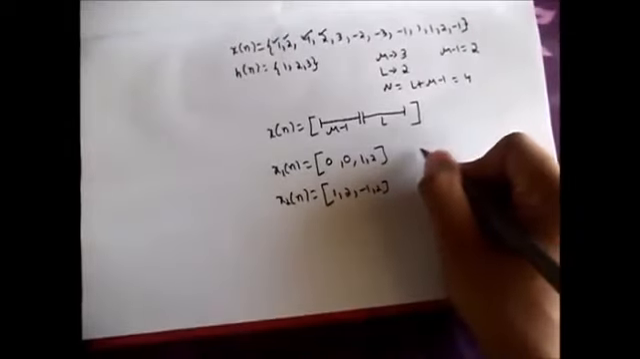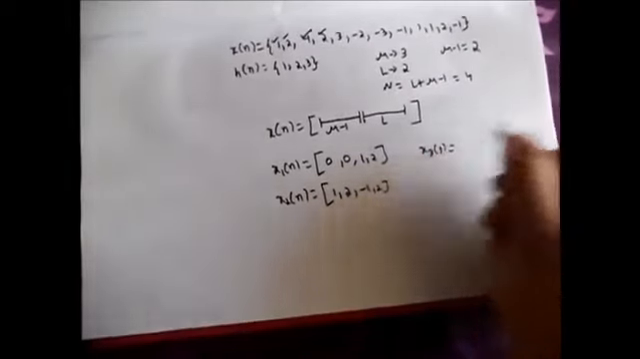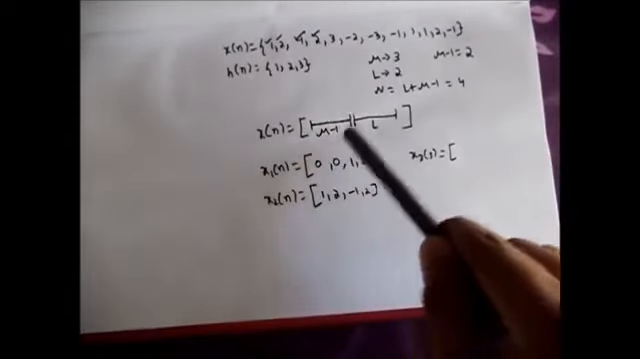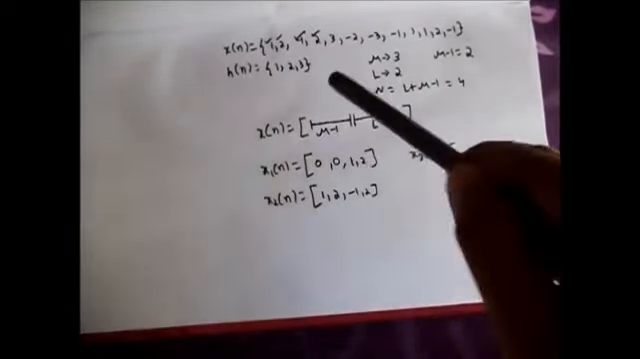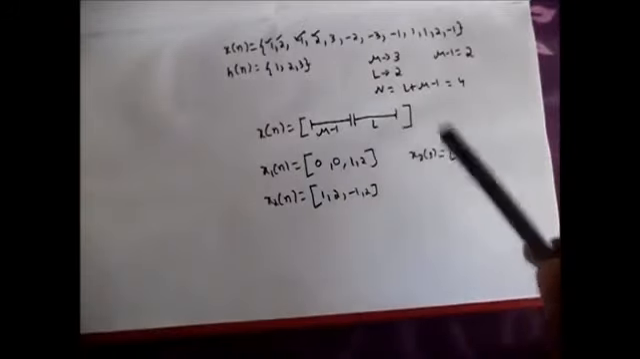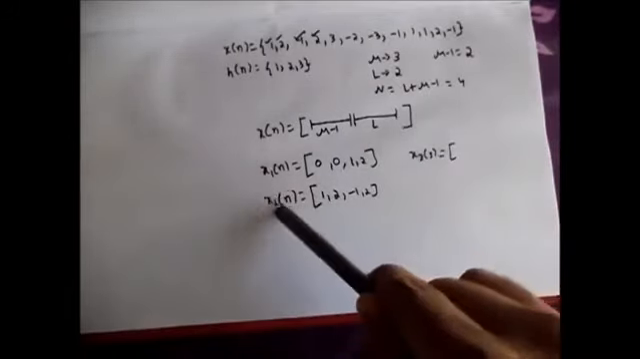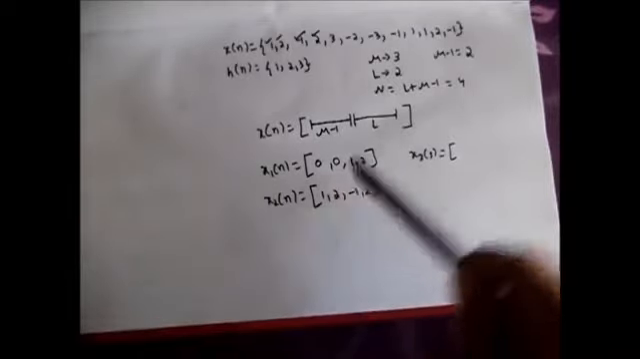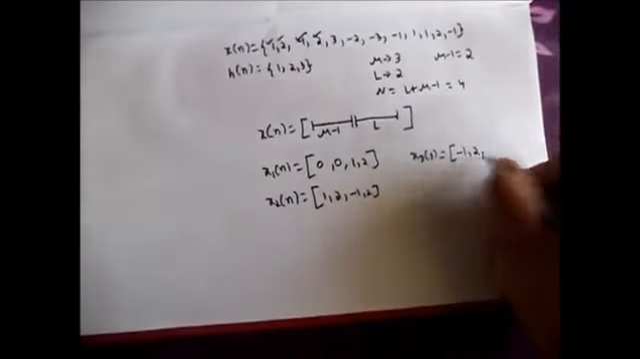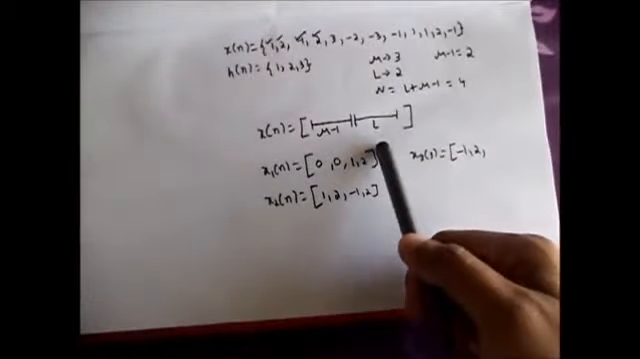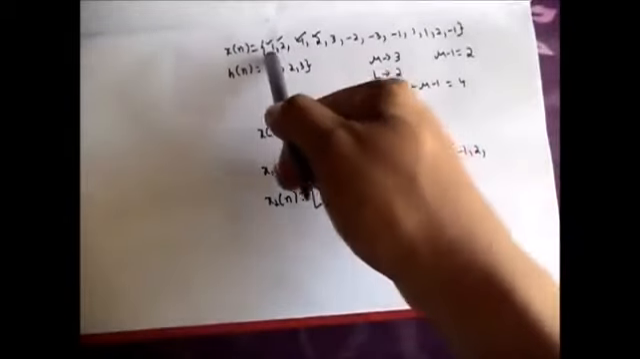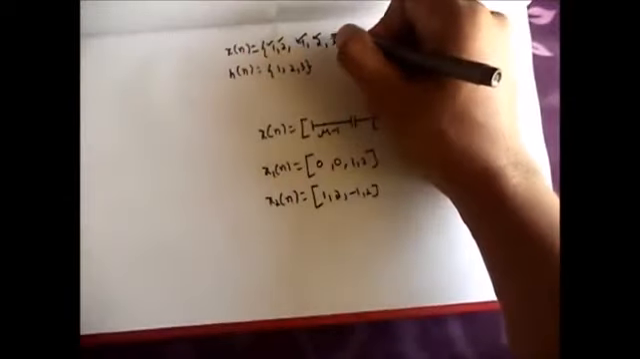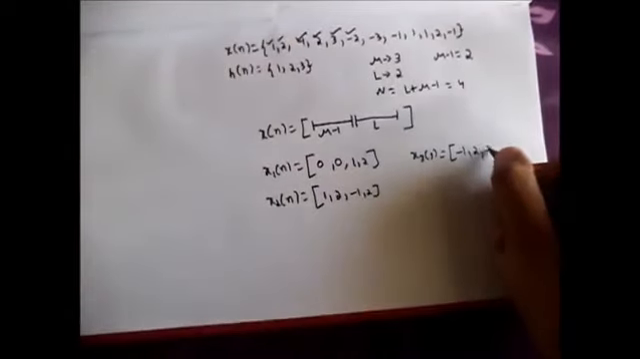Then the third input data block will be, again, first I have to take the last m-1 segments from the previous input data block. So the previous input data block for this is x2 of n. So the last two, m minus 1 segments, I have to take, that is minus 1 and 2, and then I have to take L samples from the input sequence. So I'll take the next two samples, that is 3 and minus 2.